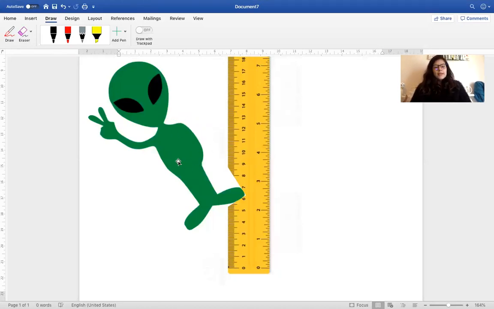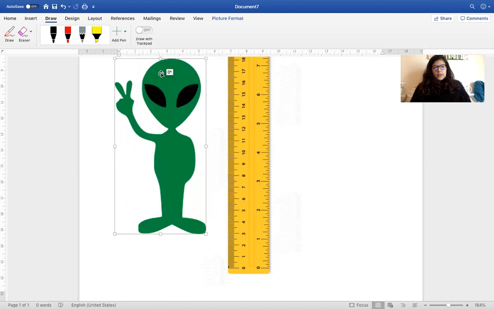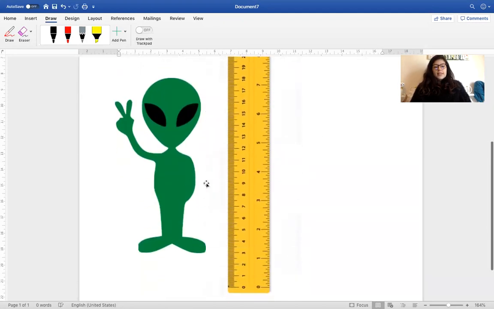Is it side by side with my ruler? No, he's on an angle. He's totally slanted on the side. So first things first, we have to get this guy straight up next to the ruler. All right, now he is perfectly side by side. Am I ready to measure?